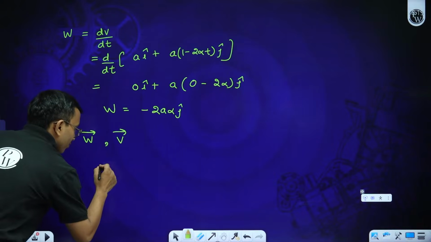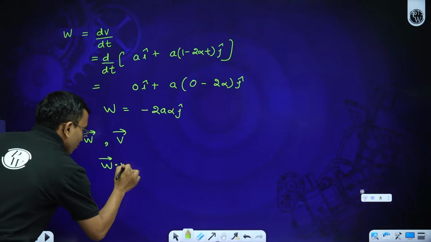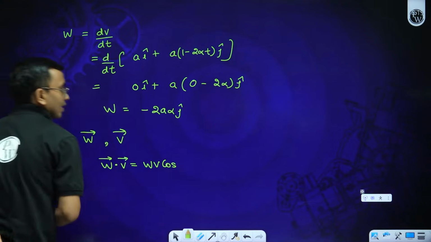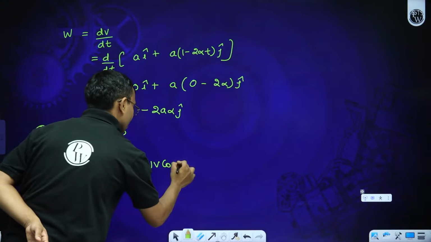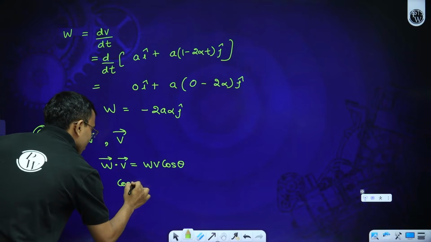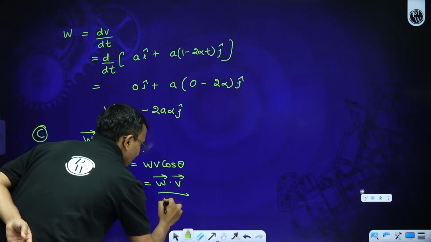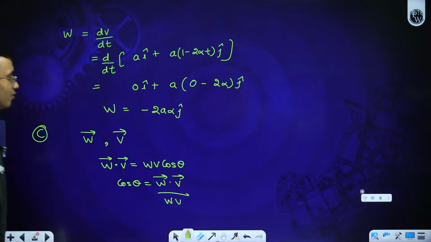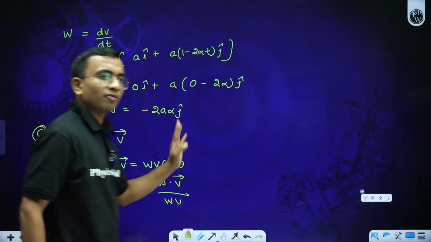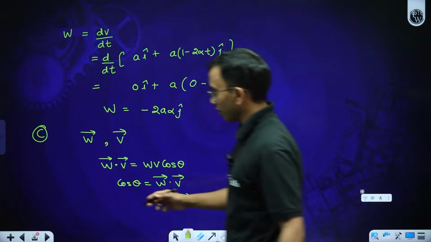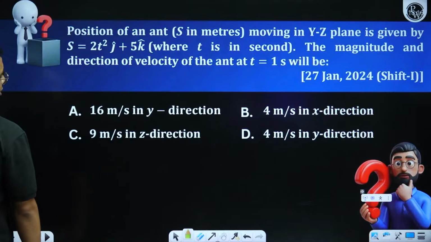How to get that? W dot V is equal to W into V cos theta, where theta is the angle between them. So cos theta is equal to W dot V divided by magnitude of W into magnitude of V. Put theta equal to pi by 4, you will get t. Easy. That's all. Next question.